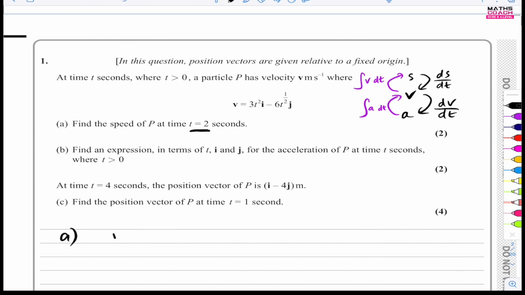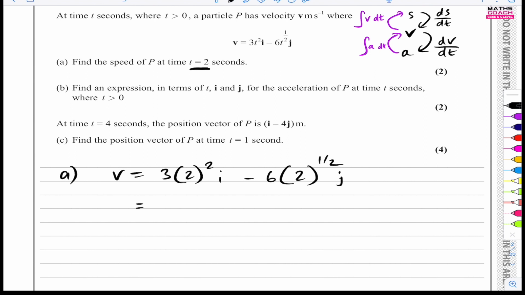So that would be v is equal to 3 bracket 2 for t squared, that's my i, minus 6 times 2 to the power of a half. Okay, and that's my j. So, what do we get? 2 squared, 4 times 3, 12. So that's going to be 12i. 2 to the power of a half is square root of 2, and times that by 6. So that's going to be minus 6 root 2 j. And that is meters per second in i's and j's.